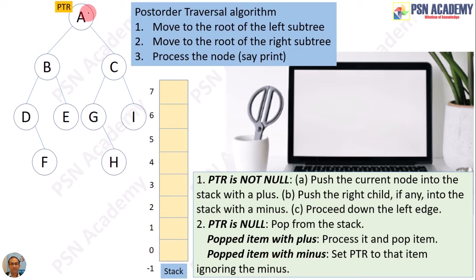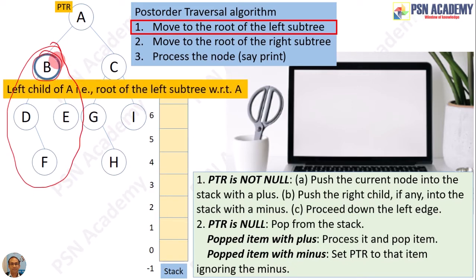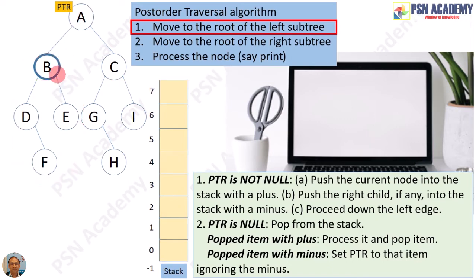Now PTR is at A, that is the root. You are asked to move to the root of the left subtree. So the left subtree is this. So you move to this node B. Now this B has 2 identities. It is a left child of A as well as it is the root of the left subtree with respect to A. Now a few settings before starting the algorithm.